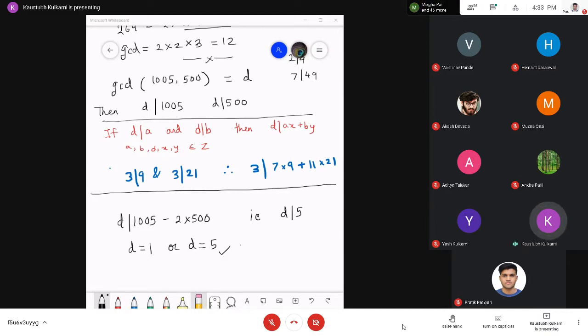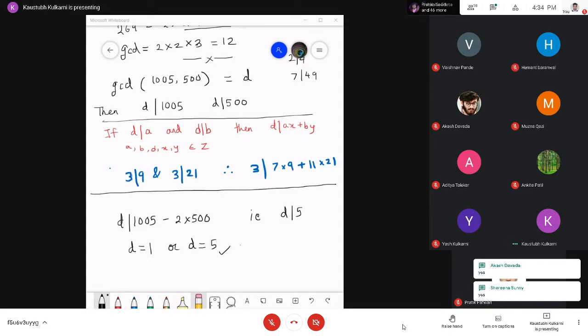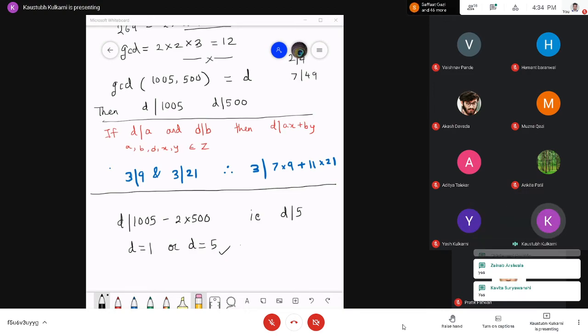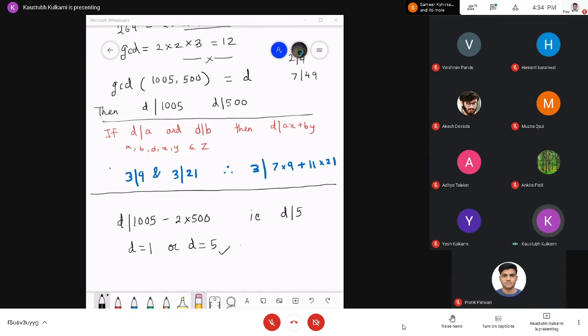Now, if I did not go with this technique, what would I have to do? I will have to write down the prime factorization of 1005, and I will have to write down the prime factorization of 500. Now, these numbers may be obvious, but you can just understand this point. If I don't use this method, I will have to write the prime factorization of 1005 and of 500, and then underline the common factors and find the GCD. Is this clear what I'm saying? I want to avoid that. I want to avoid finding all the prime factors and doing all that process. So what I'm simplifying is D divides 1005 and D divides 500.